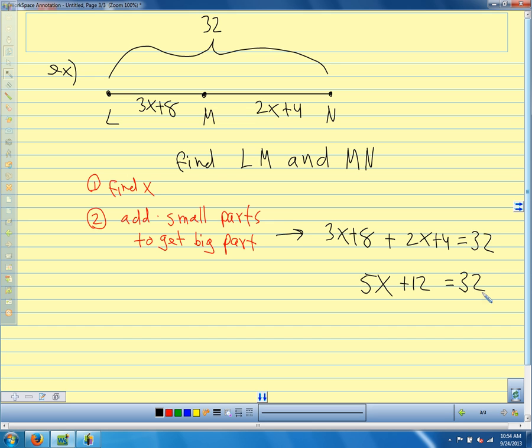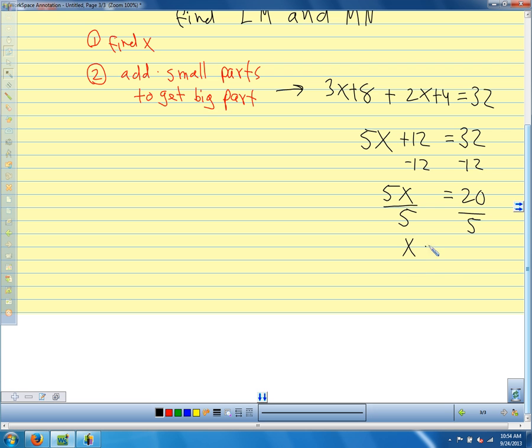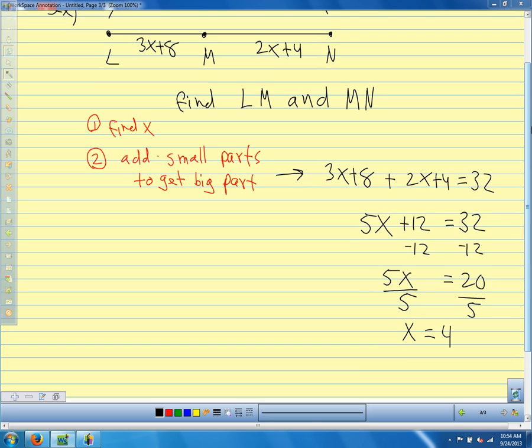Next step, subtract 12 from both sides. So I get 5x equals 32 minus 12 is 20. Next step, divide by 5. I'm almost there. X equals 4. All right, I'm done with the problem, right?